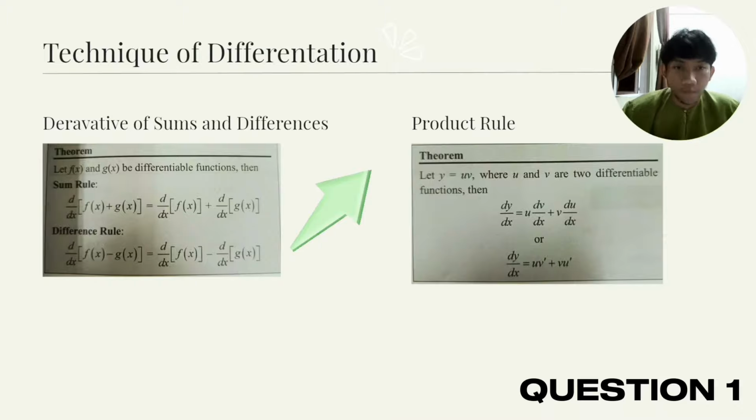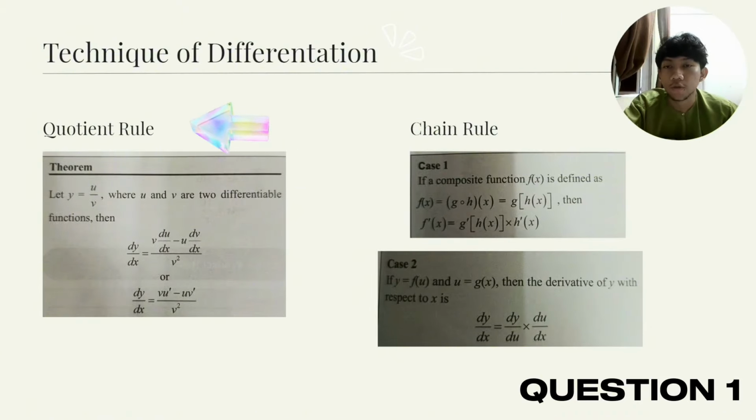So for the product rule, you just need to multiply, like here, dy/dx equals u multiplied by v prime plus v multiplied by u prime. Then we have a quotient rule. So for the quotient rule, it's just the same as the product rule, but you just need to divide it by v squared. And then we have a chain rule.